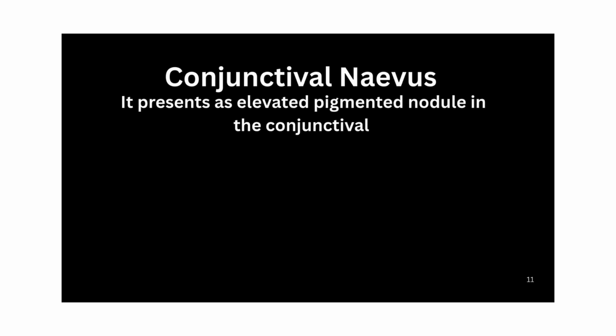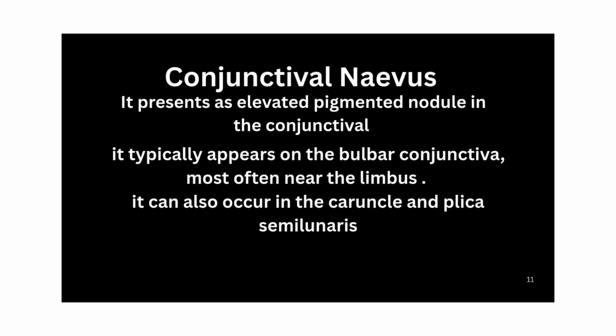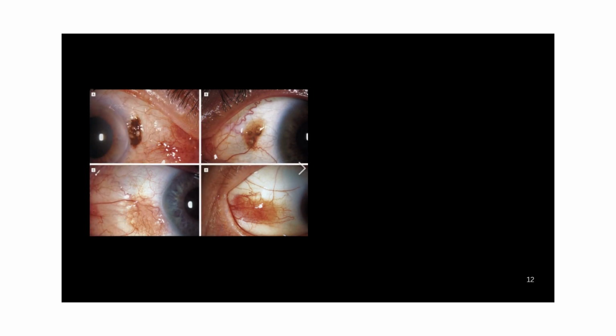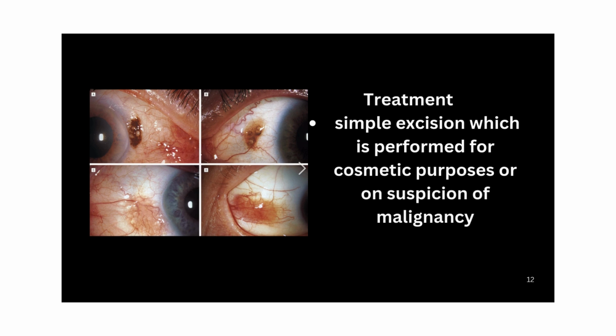First example of benign tumor is the conjunctival nevus. It presents as an elevated pigmented nodule in the conjunctiva. It typically appears on the bulbar conjunctiva, most often near the limbus. It can also occur in the caruncle and plica semilunaris. Note that nevi are mobile over underlying sclera. Here are pictures of conjunctival nevus at different locations. Treatment option includes simple excision, which is performed for cosmetic purposes or on suspicion of malignancy.